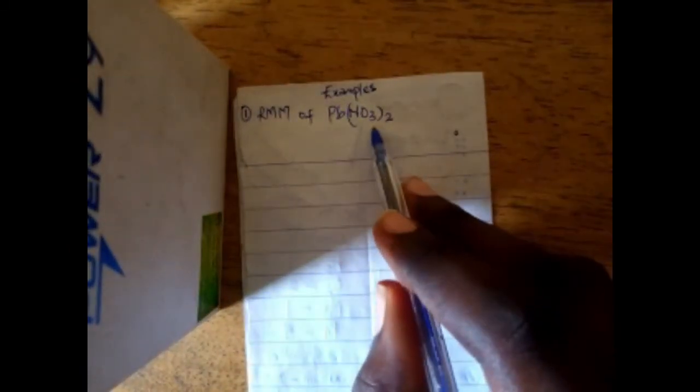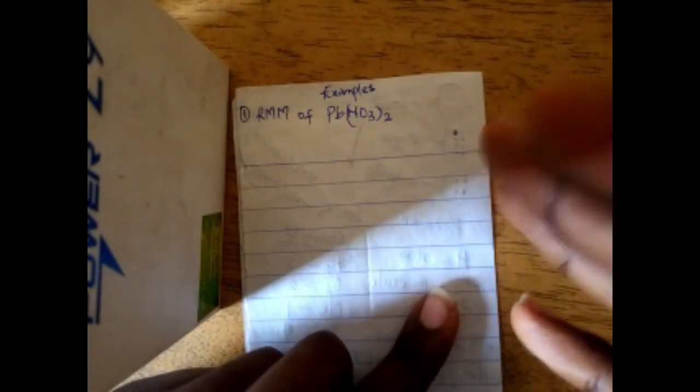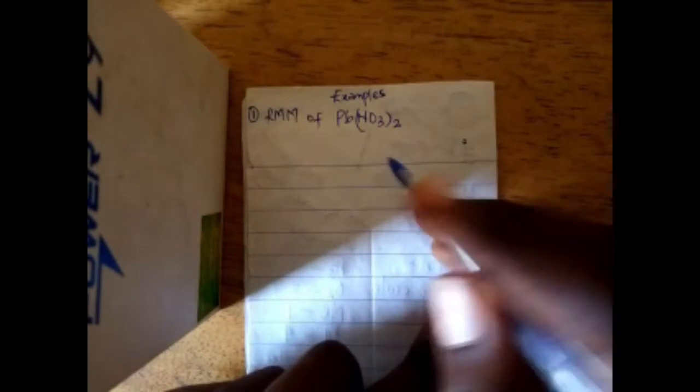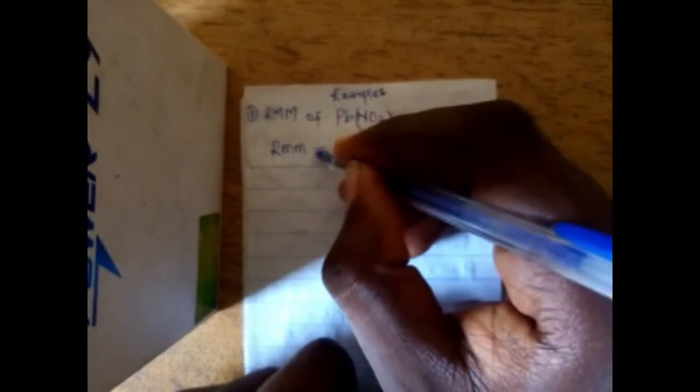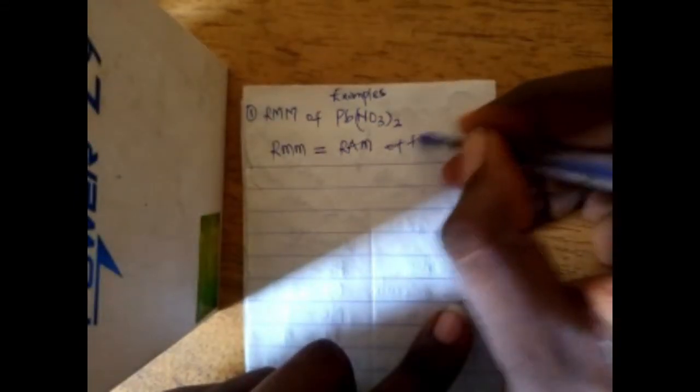Lead 2 trioxonitrate 5. We are asked to find the relative molecular mass. Now I said the relative molecular mass is the average mass of that compound, the ratio in respect to carbon 12, the number of times this compound is heavier than carbon 12. So I always said the relative molecular mass depends on the relative atomic masses of the various elements.